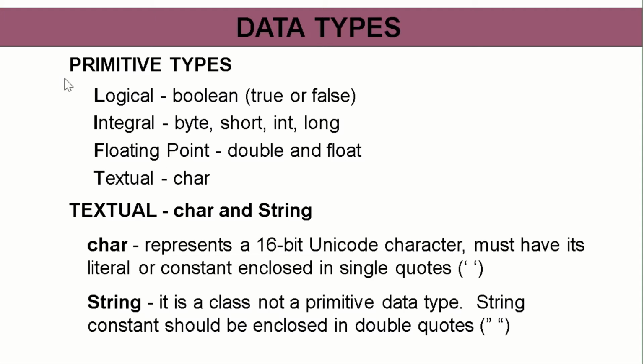So again, we have primitive types and string. And we also have textual, which is the character. Those are our data types.